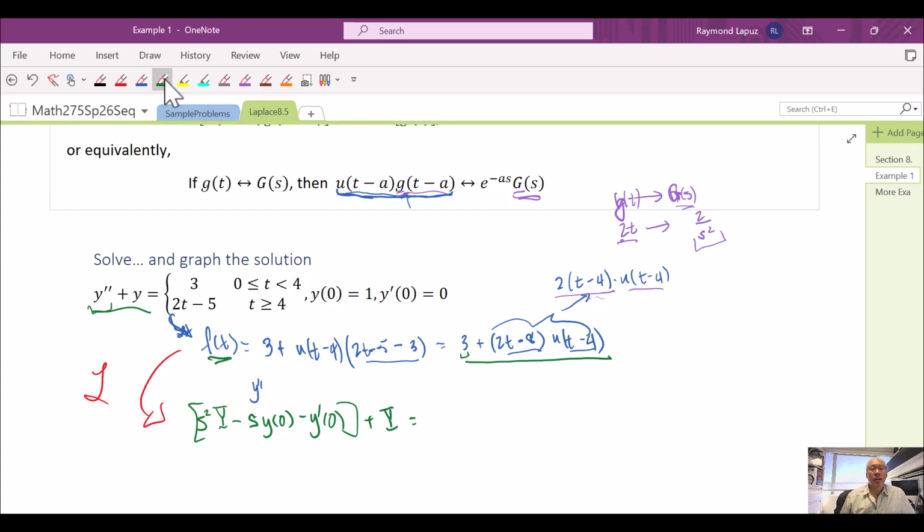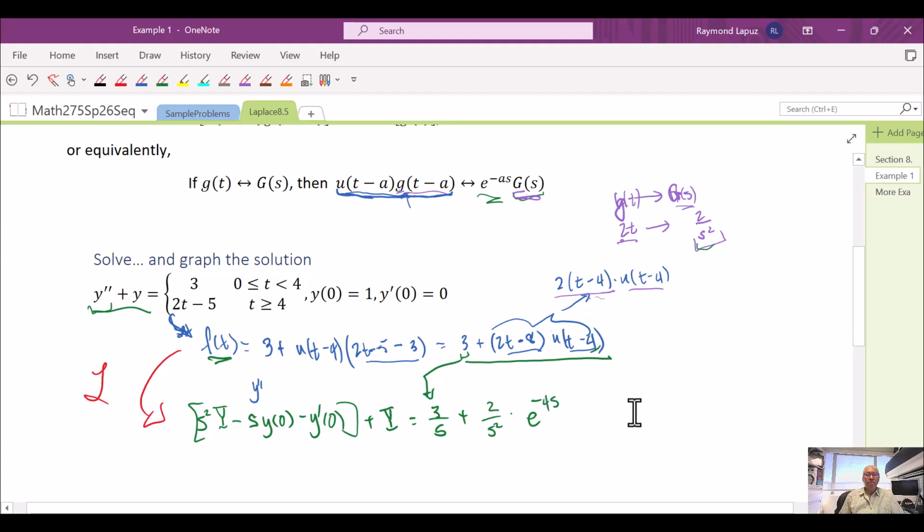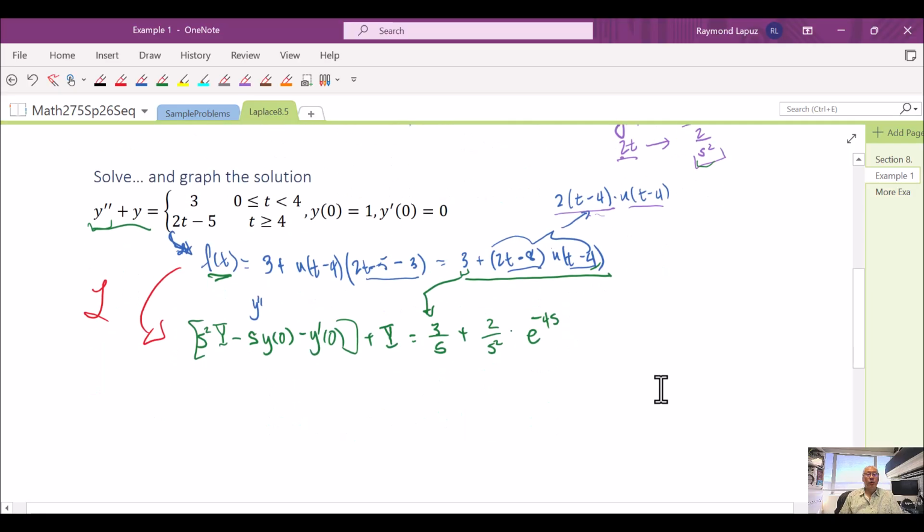All right, so let's come back here. This is the transform of 3, that's 3 over s. The transform of 1 is 1 over s, and you have a constant 3. And now here comes this business over here. This is going to be capital G of s, that's 2 over s squared, times the exponential function e to the negative 4s, since the shift is 4. Okay, now we're in the Laplace world. That's your transformation.